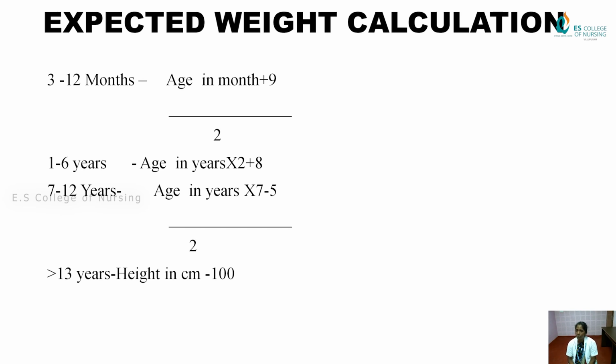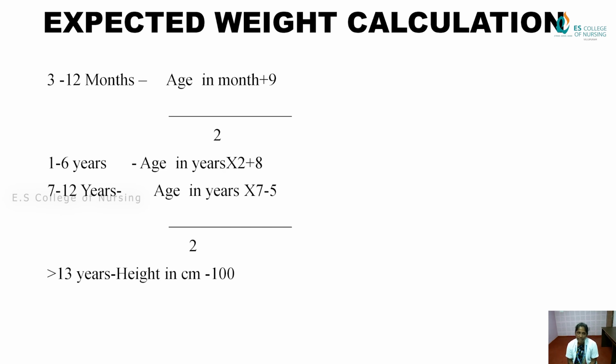The baby can weigh 2.5 to 3.5 kg, but this is for the first 28 days. When the baby is born, in the first 10 days the weight is reduced by 10%. Then after 10 days, the weight starts to pick up. This is the normal baby weight. And when the baby goes from 3 to 12 months, there is a formula available to calculate the expected weight: age in months plus 9, divided by 2, for a baby aged 3 to 12 months.